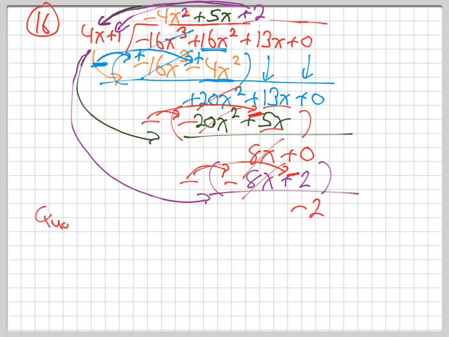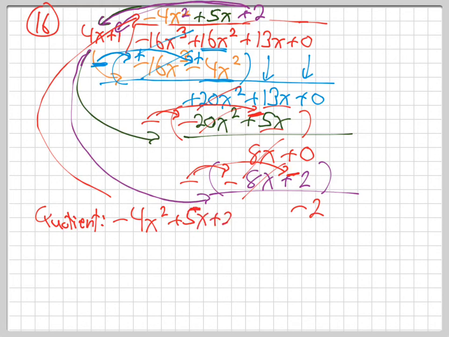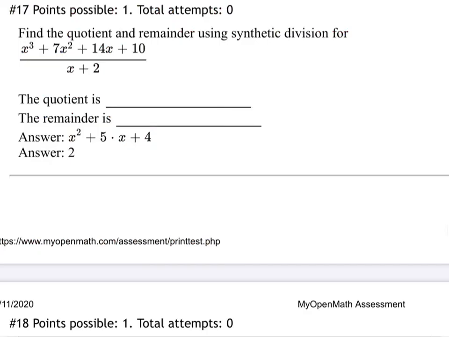So the quotient is the top up there. It's right up there: minus 4x squared plus 5x plus 2. It's the main part of the answer. And the remainder, minus 2. We got it. So those are not easy.